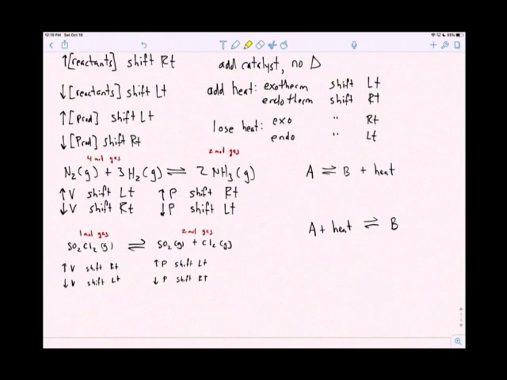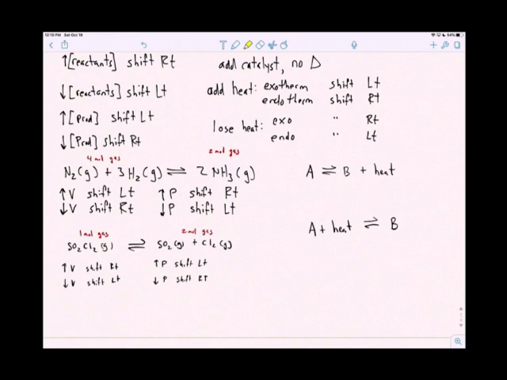So nitrogen and hydrogen makes 2 ammonias. You have 4 moles of gas on the reactant side, 2 moles of gas on the product side. That means that the reactant side has more moles of gas. So I like to think of it in pressure. Increasing the pressure means the system has too much pressure. And how does the system respond to it? It responds by shifting to the side that has the fewer moles of gas because it's trying to lower the pressure. So it'll shift right.